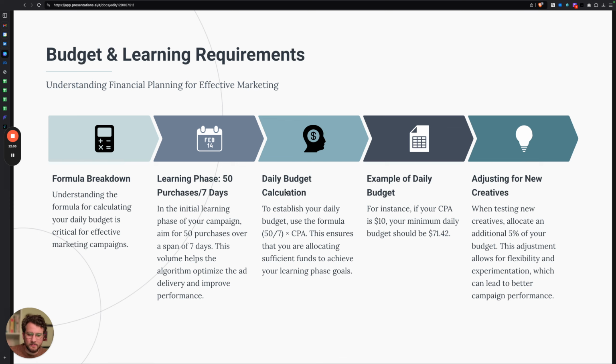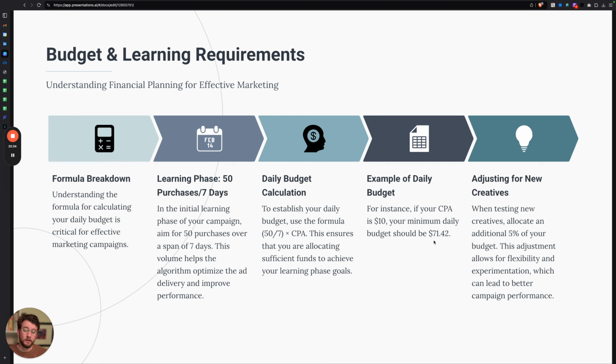So with that, you typically need 50 conversions within 7 days. To figure out your daily budget allocation, just put 50 over 7 times the historical cost per acquisition for that particular SKU, or how much you expect that cost per acquisition to be based off industry standards, which you can find by niche with a quick Google search. For example, if your CPA is $10, your minimum daily budget should be $71.42. So again, just 50 over 7 times that $10 CPA.